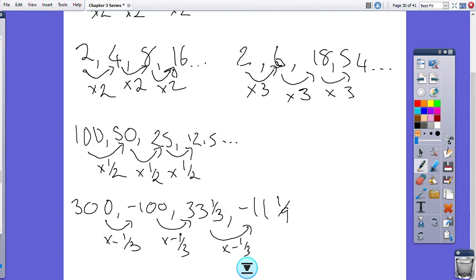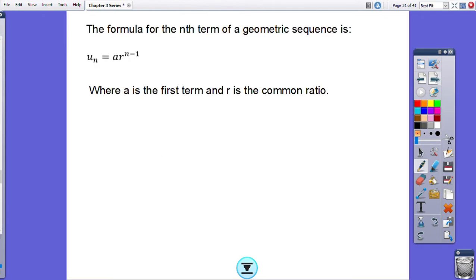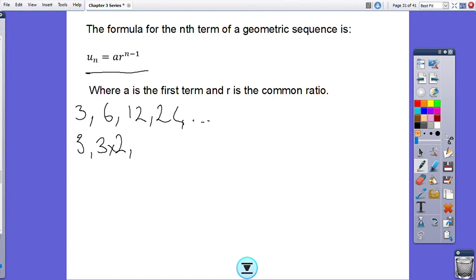All right, let's have a look at the general formula for a geometric sequence, the nth term, and it's given as it says there, un equals a r to the n minus 1, where a is the first term and r is the common ratio. So if we had, say, one of the sequences from previously, where we have 3, 6, 12, 24, then if we use this formula, we've got 3 times 2, 3 times 2 squared, 3 times 2 cubed.